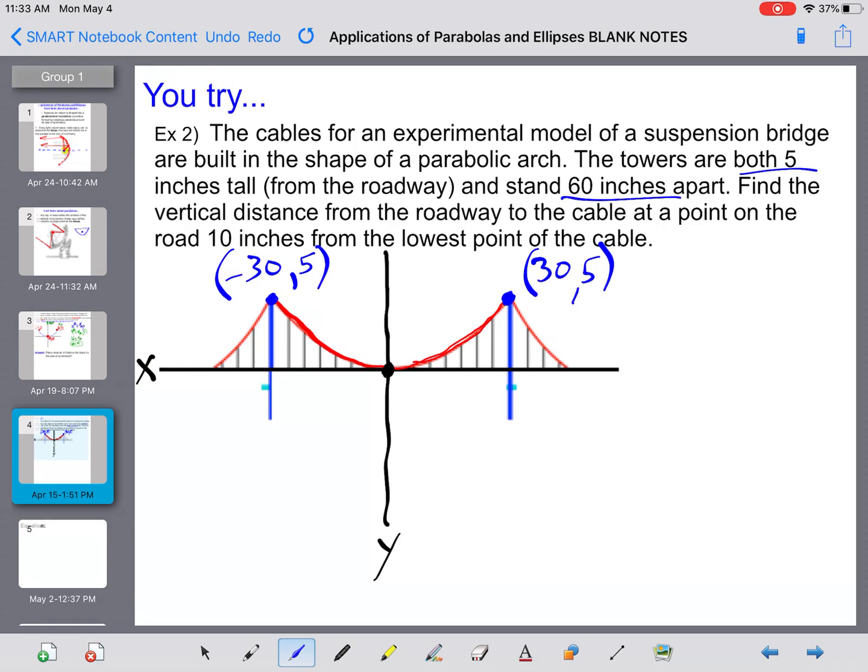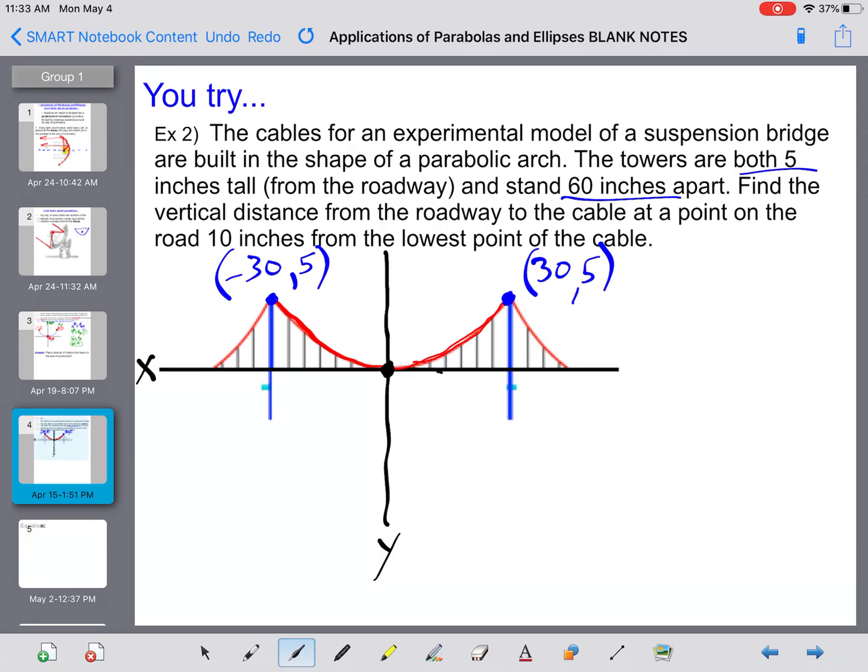Now it says, find the vertical distance from the roadway to the cable at a point on the road 10 inches from the lowest point on the cable. The lowest point on the cable is right here at the origin. And I want to find the vertical distance from the roadway up to the cable. So let's say we go this way 10 inches from the lowest point, maybe right about there. That is really going to be the x value, right? If I go 10 to the right, that's the x.